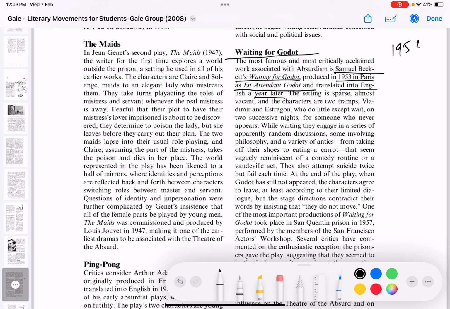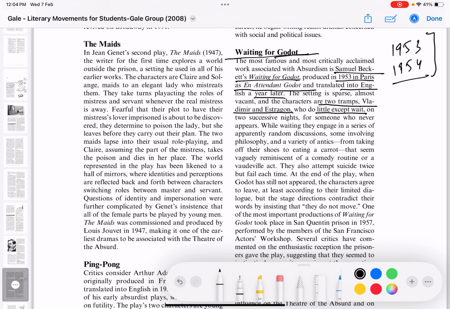This is how you read these important works, right? You have to remember each and everything. Now the setting is sparse, almost vacant, and the characters are two tramps. So there are two tramps called Vladimir and Estragon who do little except wait. So what they are doing in the entire play, they are just waiting. That's why the name Waiting. Now for whom they are waiting? They're actually waiting for Godot, and there are a number of interpretations of who this Godot actually is.